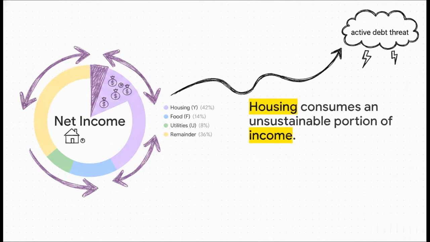Okay, so looking at this, our primary vulnerability is immediately clear. Just look at the disproportionate size of the housing slice. Variable Y is eating up nearly half of the entire system's capacity, leaving a very constrained 36% remainder to handle literally everything else. And that includes our active debt threat.